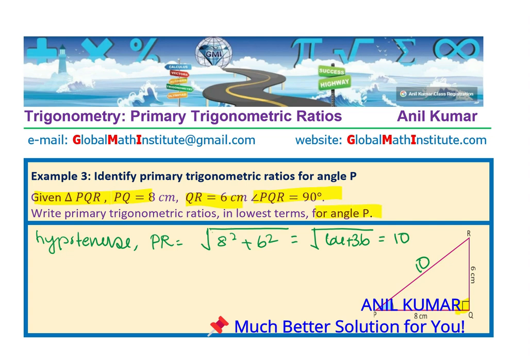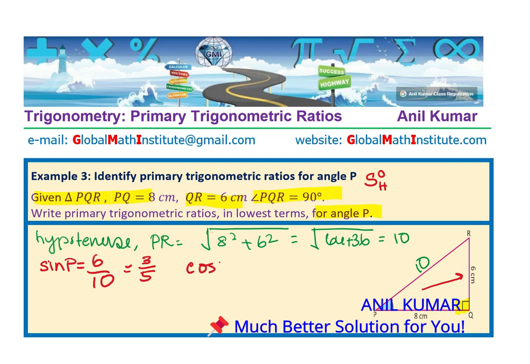So let's do that. For angle P, what is sine P? Sine P means the opposite side of 6 over the hypotenuse of 10. So SOHCAH TOA, right? Sine is the ratio of opposite to hypotenuse. I wrote it. In simplest form, dividing by the common factor of 2 gives us 3 over 5.